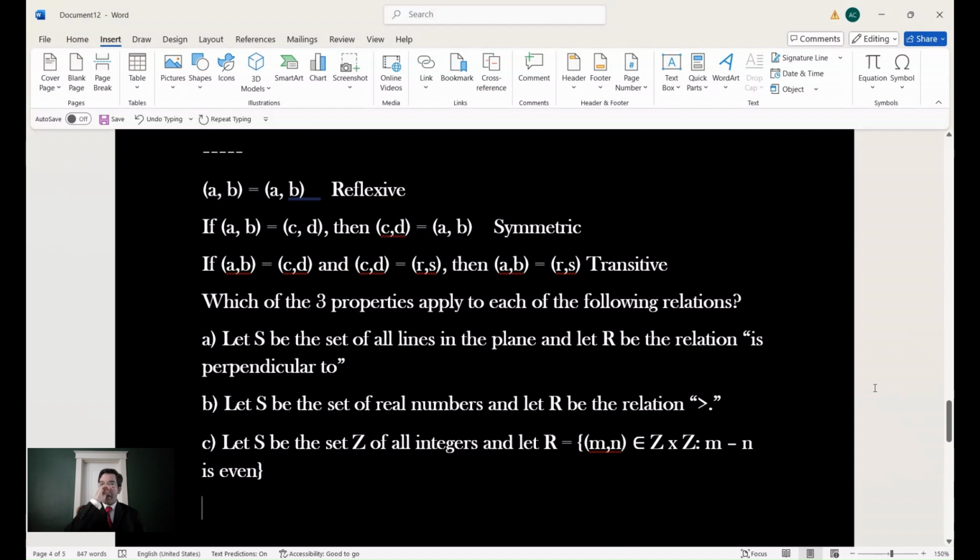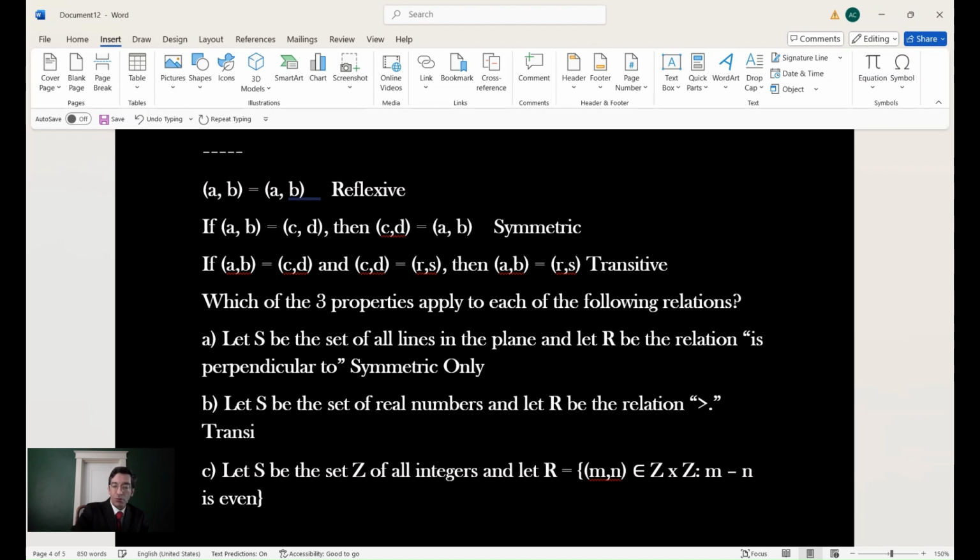Which of the three properties apply to each of the following relations? I want you to take a look at it. Pause the video, let me know. Did you pause the video? Well, for the first one, you should have symmetric only. For the second one, you should have transitive only. And for the third one, actually, all three apply.